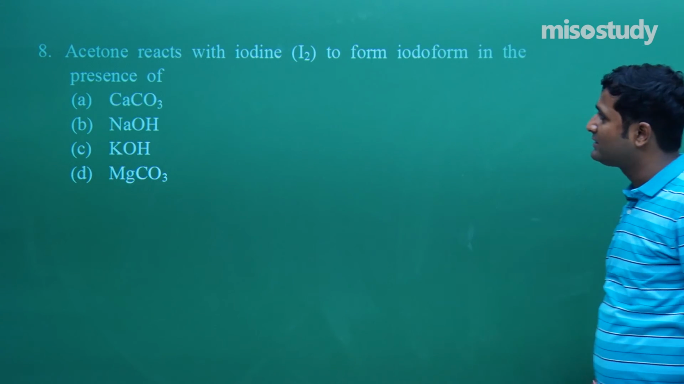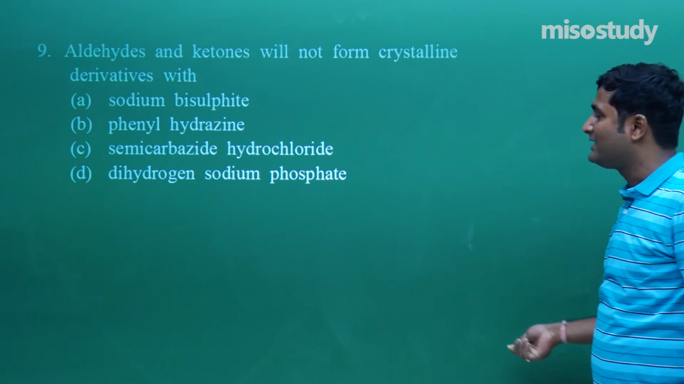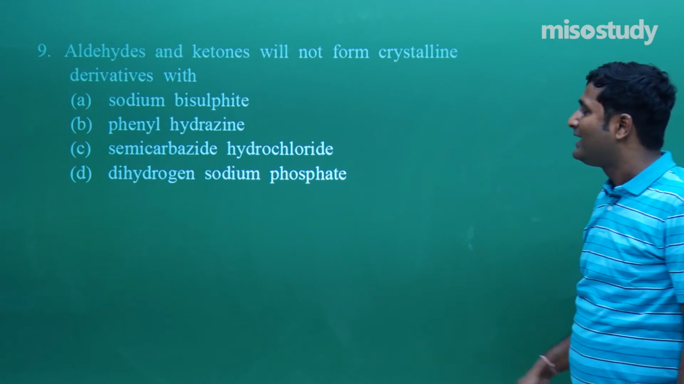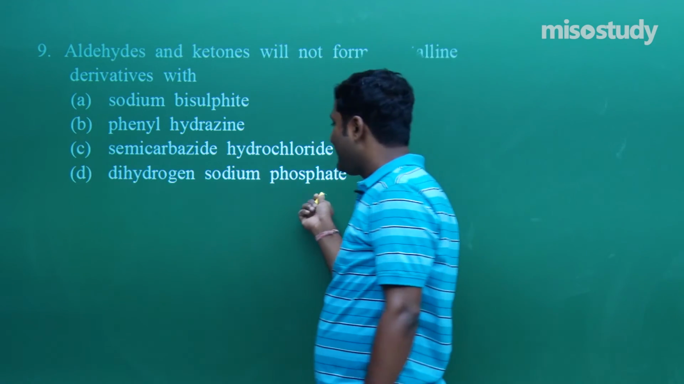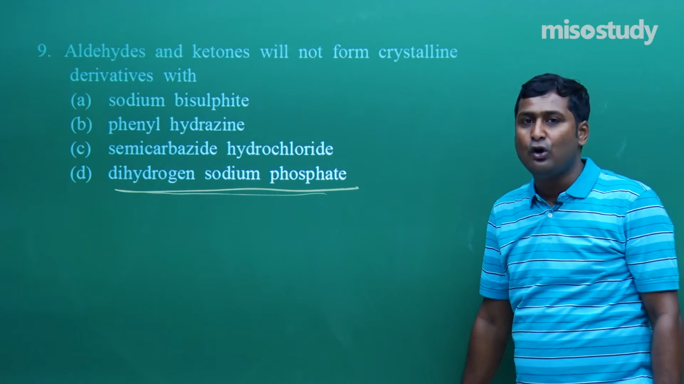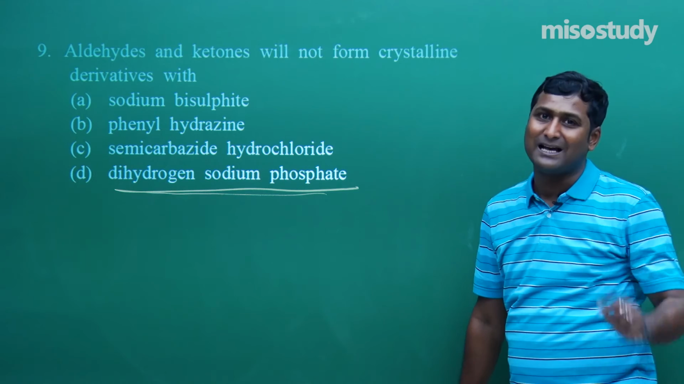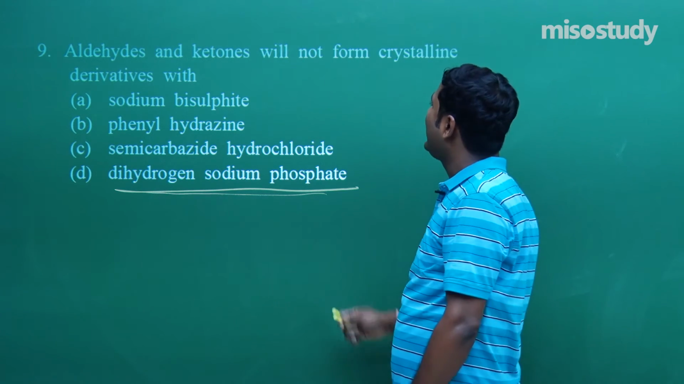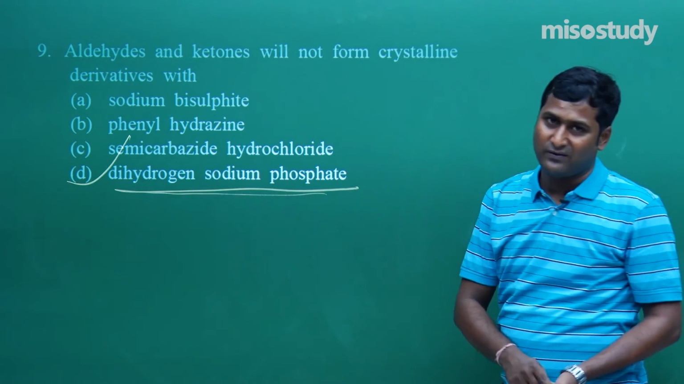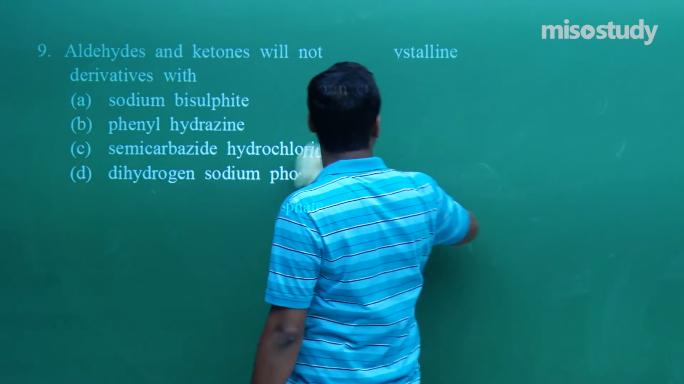Now the next question is question number 9. Aldehyde and ketone will not form crystalline derivatives with dihydrogen sodium phosphate, because in dihydrogen sodium phosphate there is no lone pair of electrons present on phosphorus. So it will not act as a nucleophile. So for question number 9, D is the correct option. Now I'm going to rub this part and we'll discuss the next one.